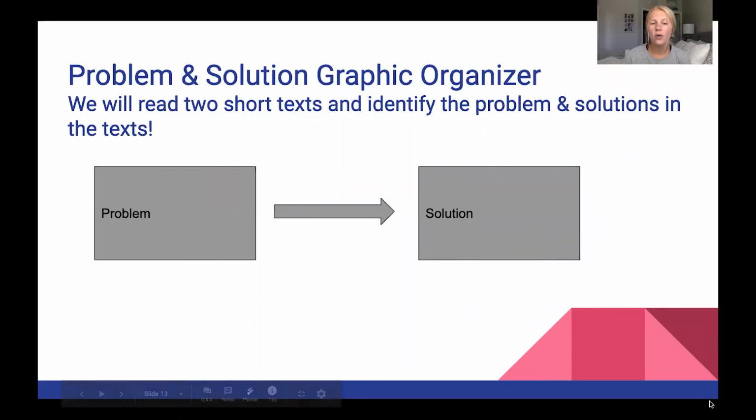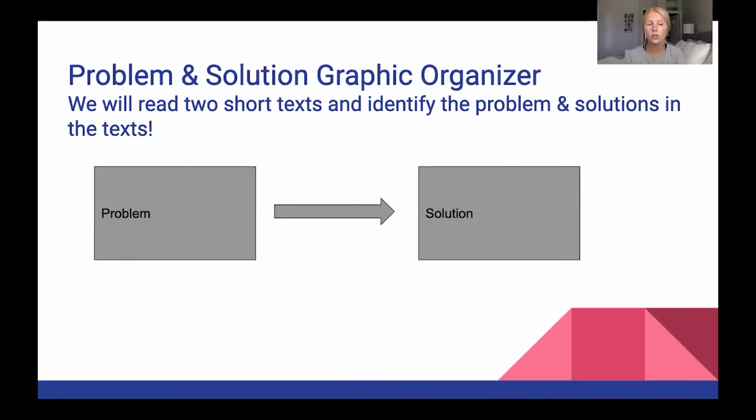Okay, right now everyone should have a piece of paper in front of them and a pencil. We are going to be using this graphic organizer. It's a really simple graphic organizer that we're going to be using for this lesson. On the left, you'll notice the problem, and on the right, you'll notice the solution. In the middle, we have an arrow connecting the two. We will read two short texts, and in these two short texts, we will identify the problem and the solution. This graphic organizer will help us to keep organized and really be able to identify our problem and our solution.